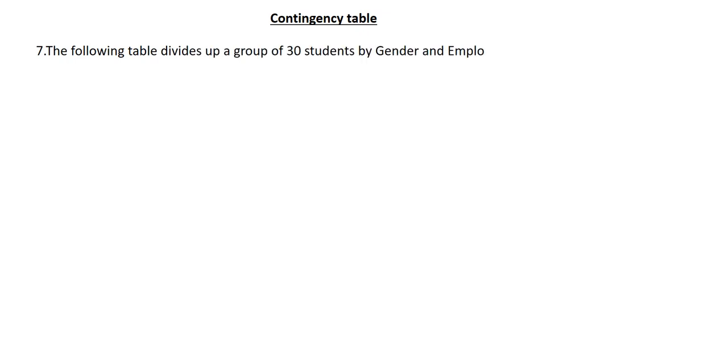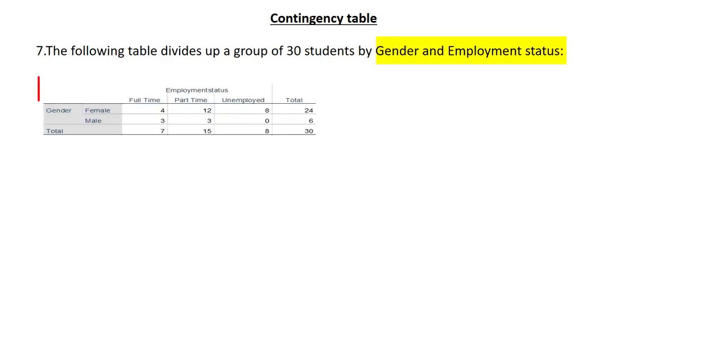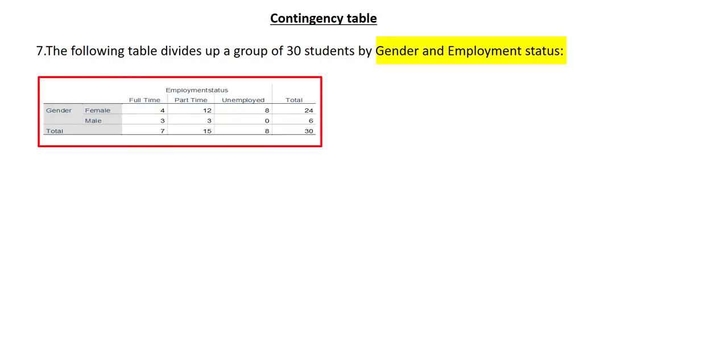Next, we'll take a problem involving a contingency table. Now, the contingency table will be using two characteristics, and then we can find values within the cells. For example, in this question, it says, the following table divides up a group of 30 students by gender and employment status. Now, the table is given here, and this is an example of a contingency table.